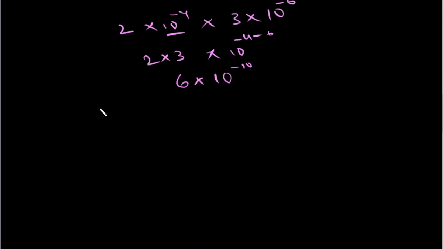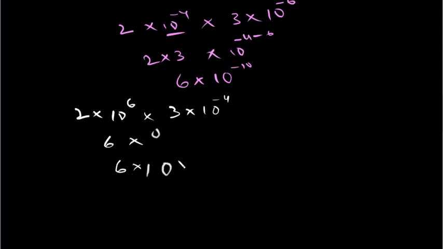I have some other examples. Suppose 2 times 10 to the power 6 and 3 times 10 to the power minus 4. So 2 threes are 6, and the powers will be added according to the arithmetic rules. So 6 minus 4 is 2. So this is our answer.